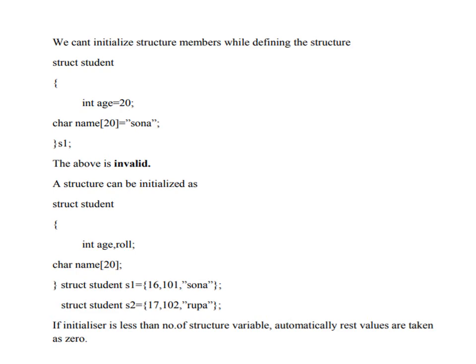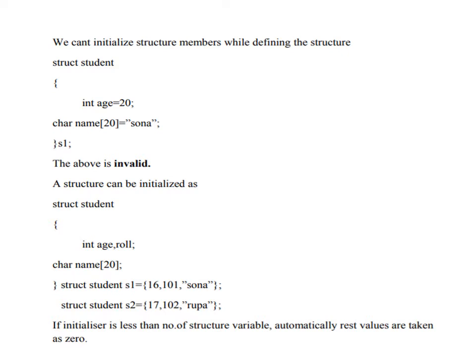Next, we can initialize the structure members while defining the structure. Struct student, int age equals 20, char name 20, that is an array type, equals Sona. Sona is the name which I am allocating, and closing the brace, I am giving the variable as S1 and ending with a semicolon. This is absolutely invalid. The above is invalid. It can be declared as shown below.